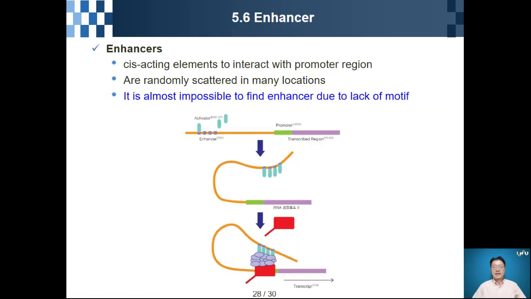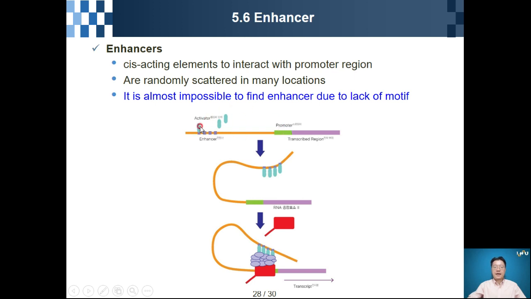So in this slide, I will explain the final subject, enhancer. An enhancer is a cis-acting element that interacts with the promoter region. This is the enhancer region, this is the promoter region, and this is our gene of interest. The enhancer and promoter are located on the same chromosome. That's why we call it a cis-acting element.